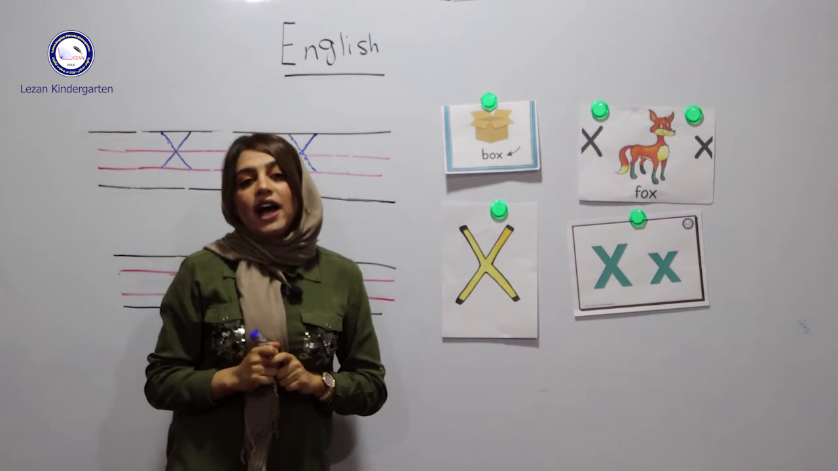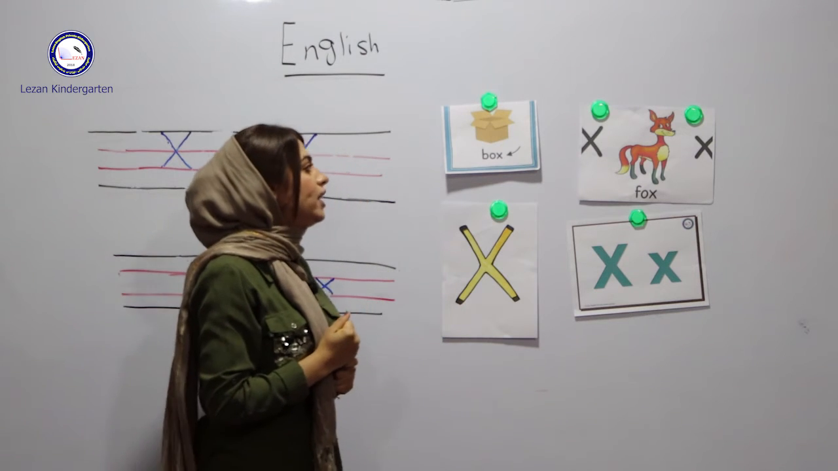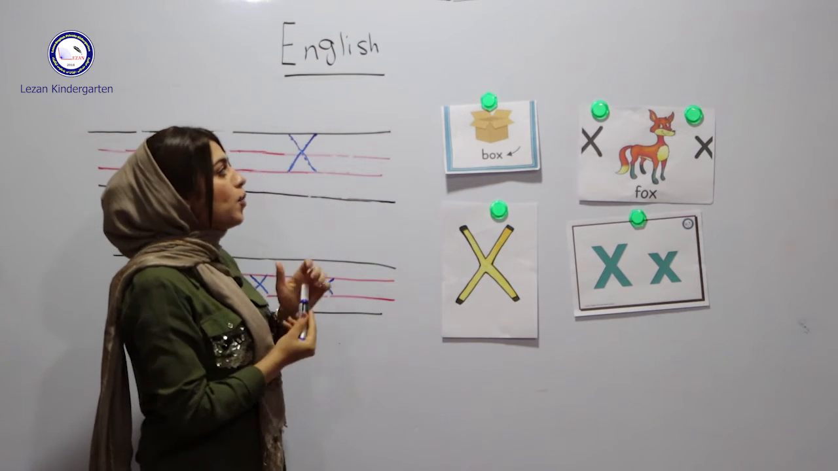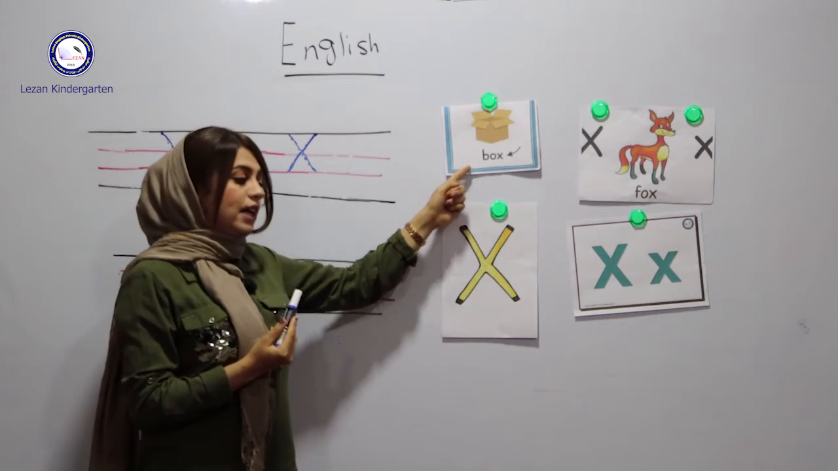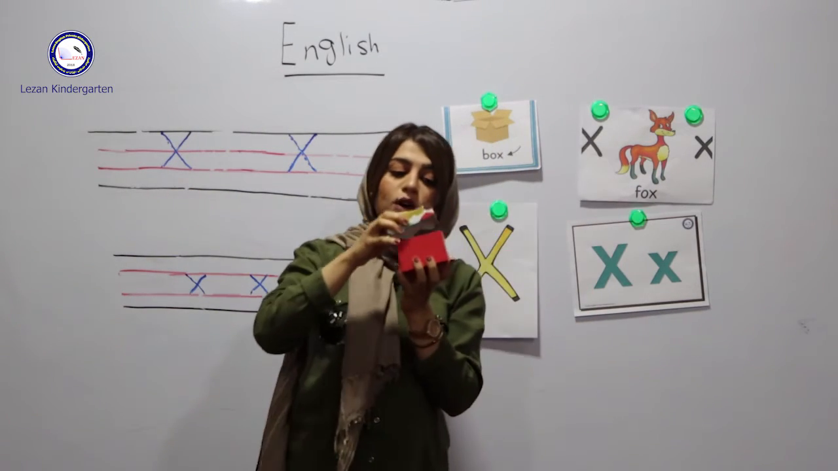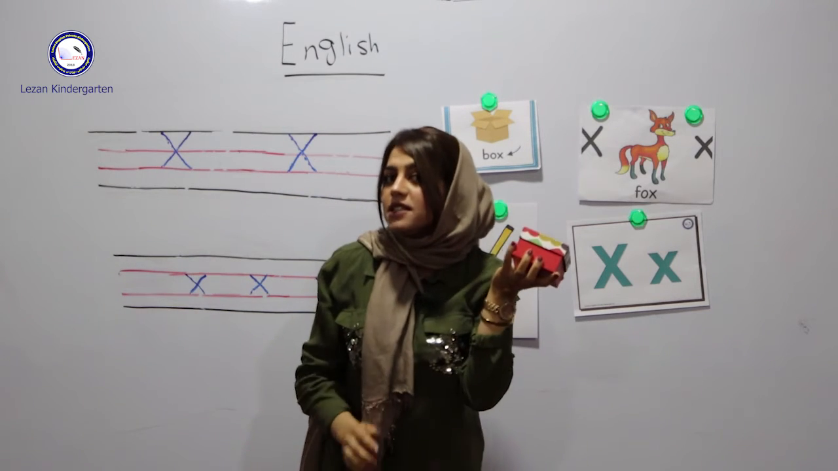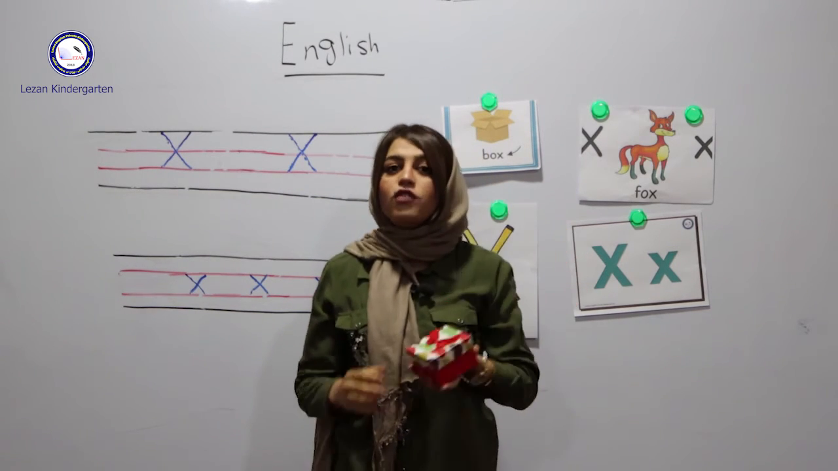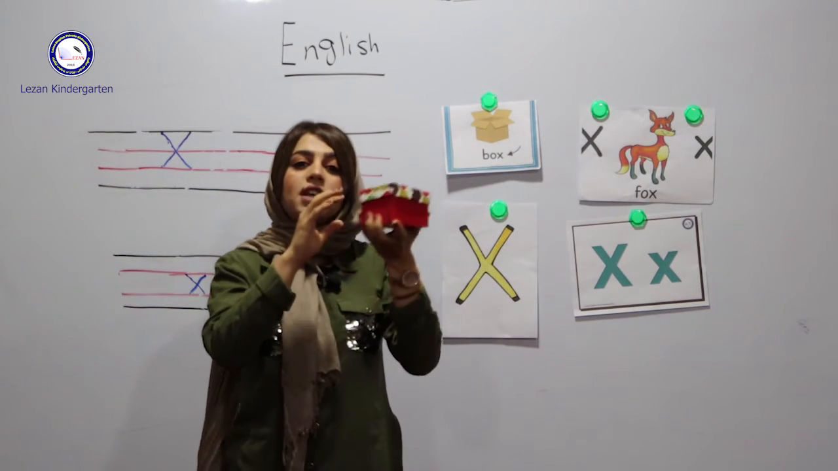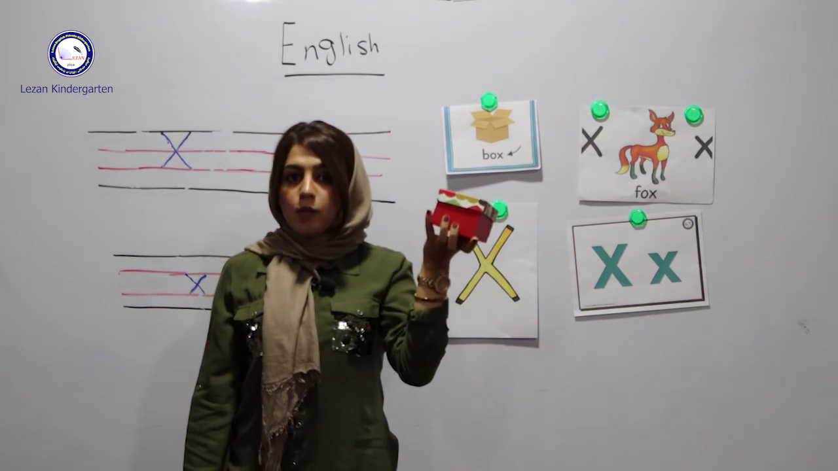And we have two examples for kiss. Kiss, kiss, box. Look, kiss, kiss, box. What's this? Of course, box. Kiss, kiss, box.